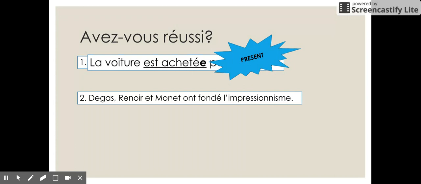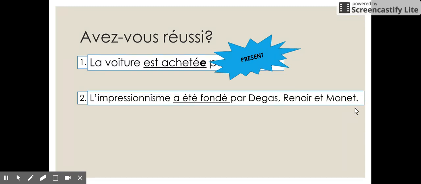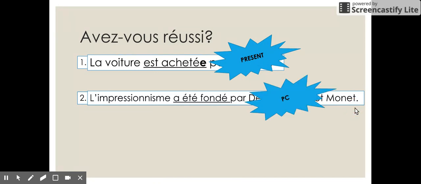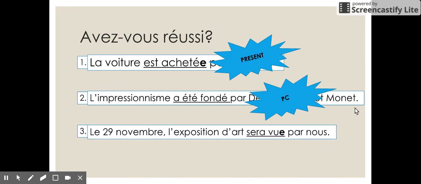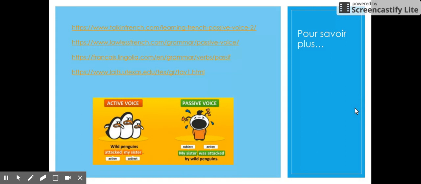Degas, Renoir et Monet ont fondé l'impressionnisme. We're now going to flip the sentence to make it passive. So, l'impressionnisme is our subject, a été fondé par Degas, Renoir et Monet, and of course in the passé composé. Lastly, nous verrons l'exposition d'art le 29 novembre. Le 29 novembre, l'exposition d'art sera vue par nous, future.